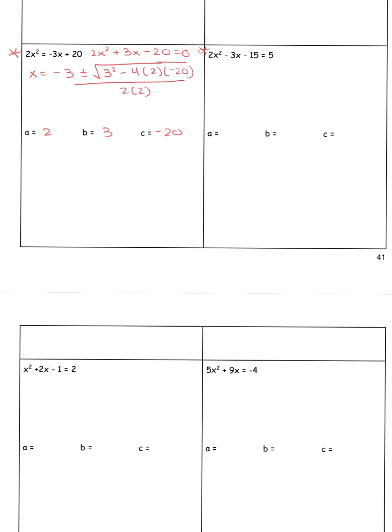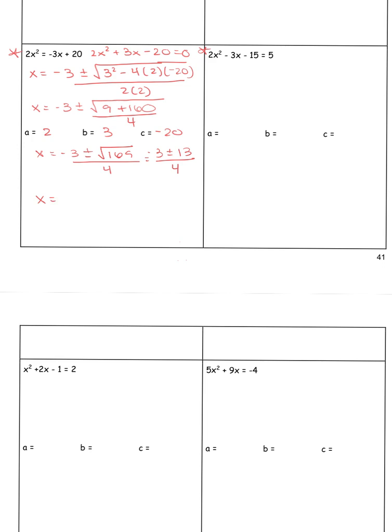So now we're going to simplify. So we have x is equal to negative 3 plus or minus 3 squared is 9. All right, so then we have to simplify negative 4 times 2 times the negative 20, which gives us a positive 160. And then that's all going to be divided by 4. Ran out of space, gonna go down here. So I have x is equal to -3 plus or minus the square root of 169 all over 4. All right, so remember we have to break this up or simplify it, excuse me. So I have -3 plus or minus 13 all divided by 4.